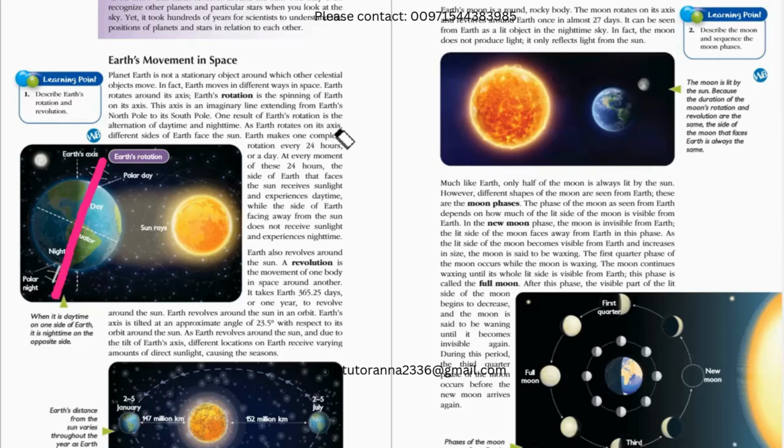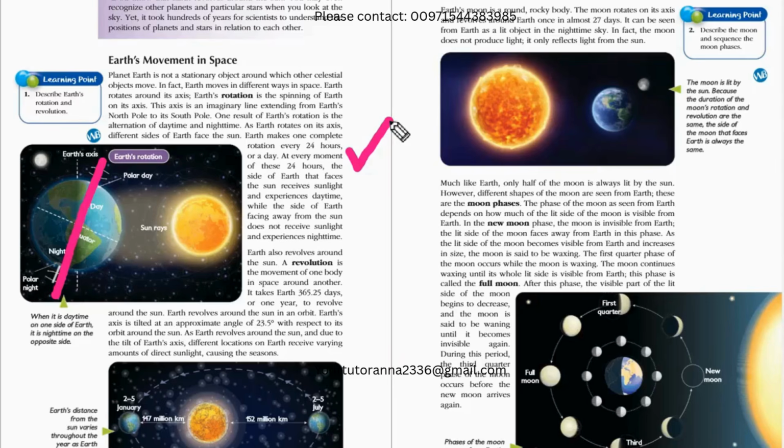As the Earth rotates on its axis, different sides of the Earth face the Sun. So why is that important? Because the side that is in front of the Sun has daytime, and the one that is hidden has nighttime. I hope rotation is complete for you.